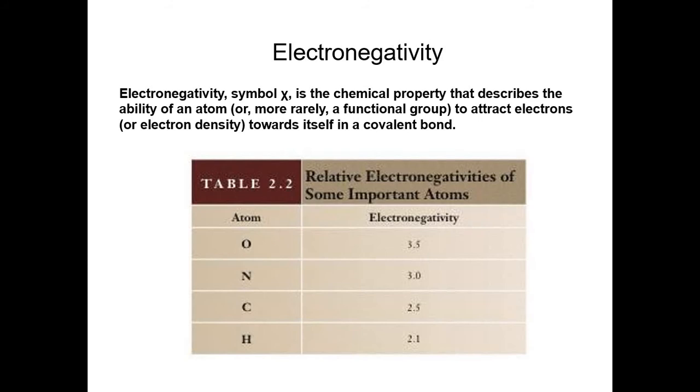Now, for electronegativity, as I've said, you have to remember the relative strengths of electronegativity. For biochem, you have to remember that O is the most electronegative among O, N, C, and H. Electronegativity increases as you go to the right, diba? That's oxygen, nitrogen, carbon, and hydrogen. Now, what is electronegativity man? Electronegativity is the chemical property that describes the ability of an atom or a functional group to attract electrons or electron density towards itself in a covalent bond.